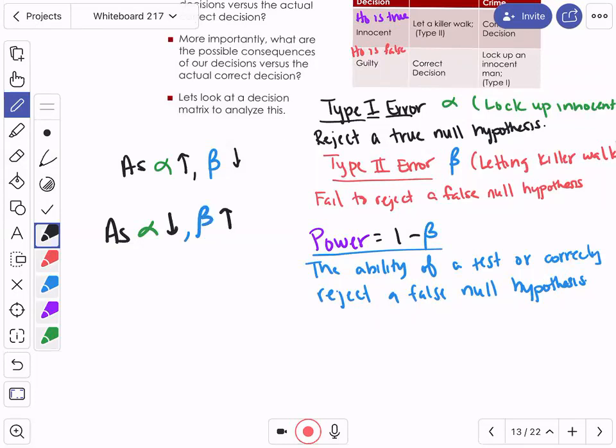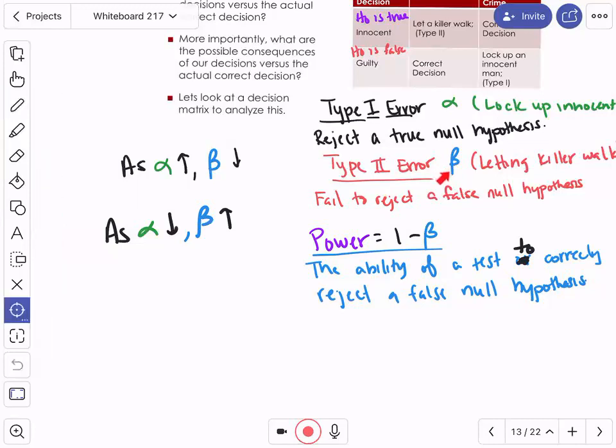And so here's what happens. If I want the power of the test, the ability of a test to correctly reject a false null hypothesis, so the ability of a test to correctly tell me somebody is guilty, that's what the power is. If I want that to happen, I want this beta value to be as small as possible.